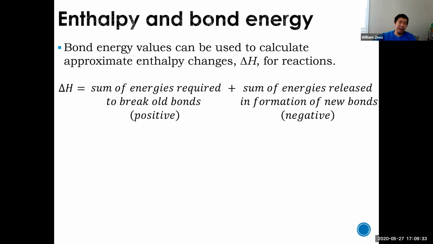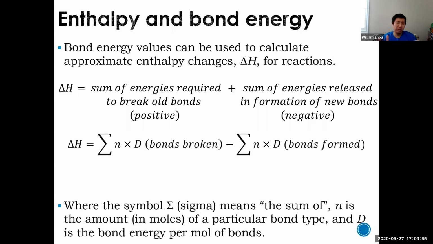And keep in mind that if you break a bond, you will need energy. So that will be an increase in energy, a positive number. Whereas if you release energy when you make new bonds, the release of energy should be a negative number. So that's why I have bracket positive and bracket negative. To put this mathematically, delta H is equal to sigma n times D minus sigma n times D.